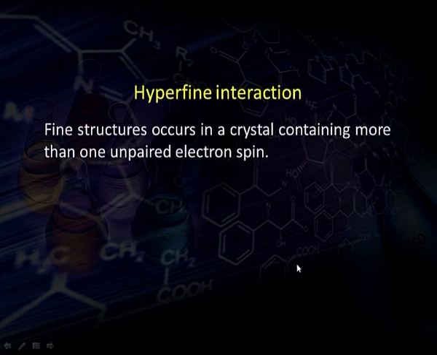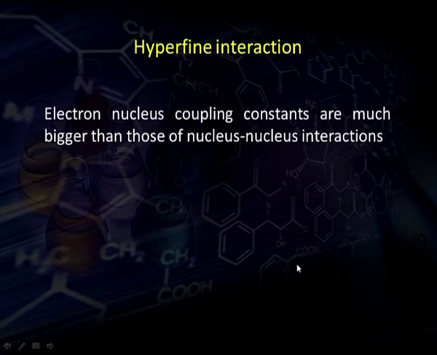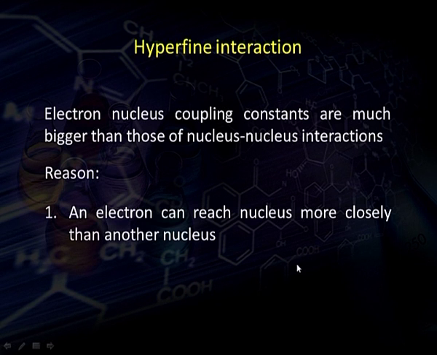We also have fine structure. The fine structure occurs in a crystal containing more than one unpaired electron spin, while the hyperfine structure arises when an unpaired electron gets closer to a nucleus. That is, hyperfine structure arises as a result of electron nucleus interaction, and it is a smaller effect than the fine structure. Electron nucleus coupling constants are much bigger than those of the nucleus interaction, and the first reason is that an electron can reach a nucleus more closely than another nucleus.